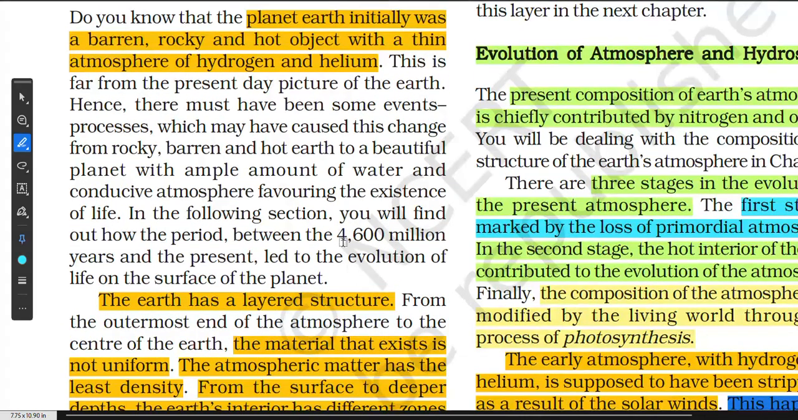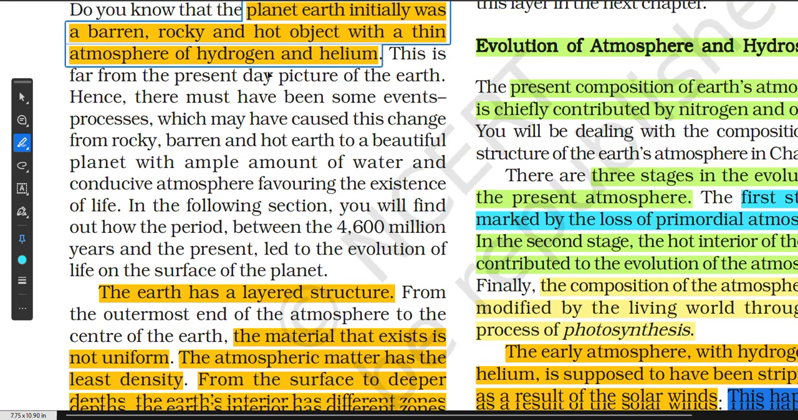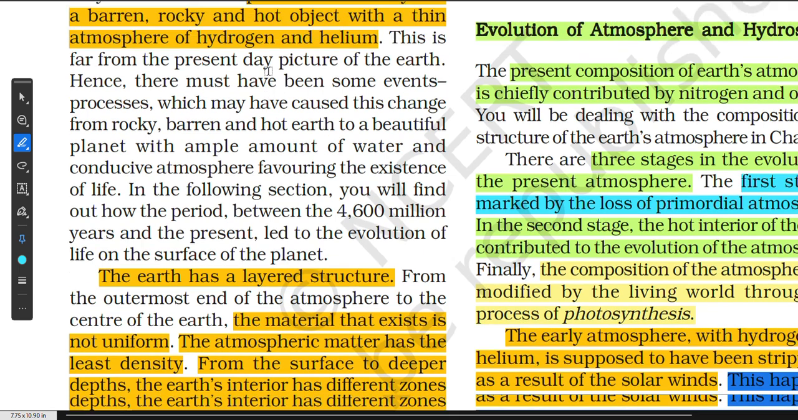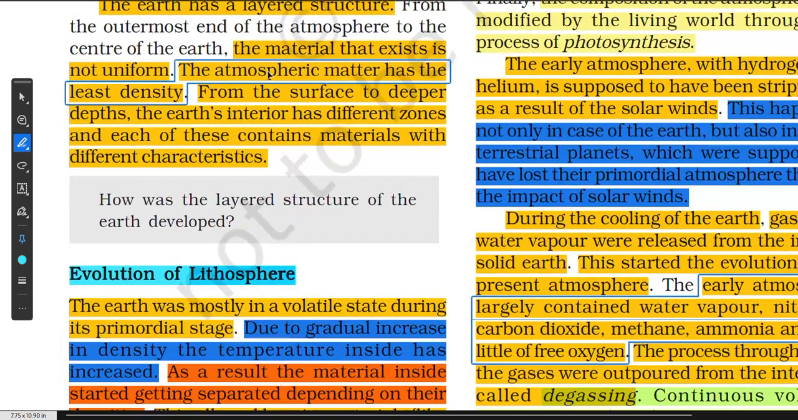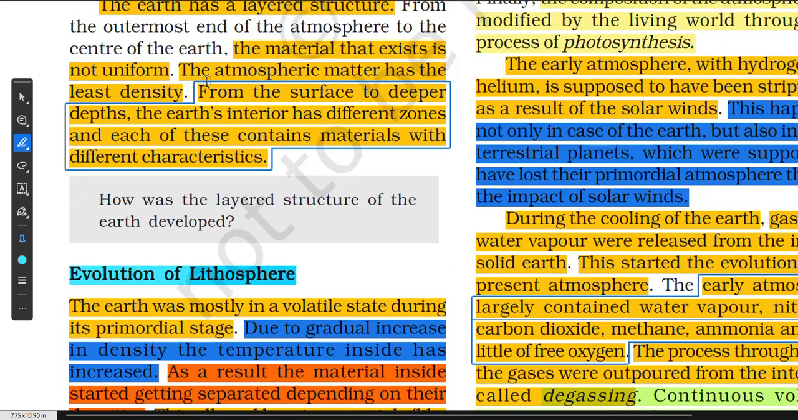Planet Earth was initially a barren, rocky, and hot object with a thin atmosphere of hydrogen and helium. Now, the Earth has a layered structure. The material that exists is not uniform. The atmospheric matter has the least density. From the surface to the deeper depths, the Earth's interior has different zones, and each of these contains material with different characteristics.